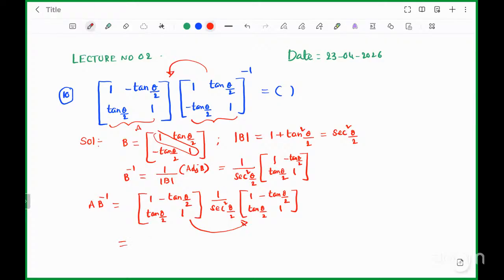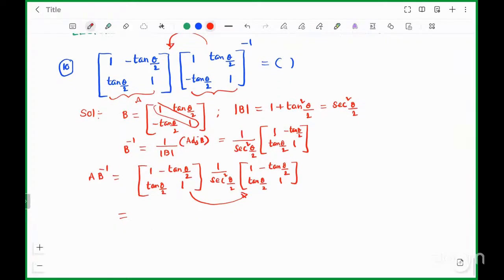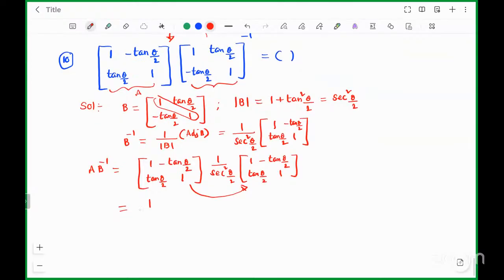So we can write 1 by secant square theta by 2 into. So now this is first row into first column. Right. So then what do we get?